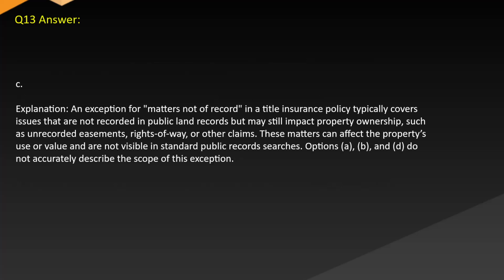Answer: C. Explanation. An exception for matters not of record in a title insurance policy typically covers issues that are not recorded in public land records but may still impact property ownership, such as unrecorded easements, rights of way, or other claims. These matters can affect the property's use or value and are not visible in standard public record searches. Options A, B, and D do not accurately describe the scope of this exception.